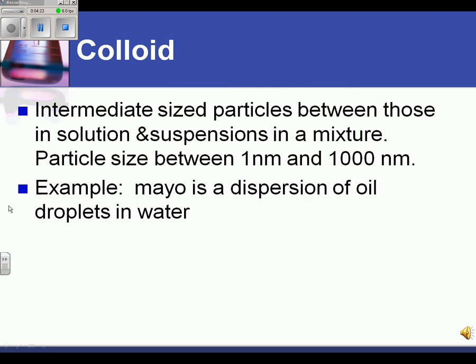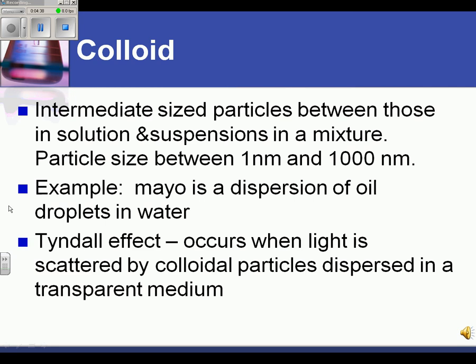A colloid is another type of heterogeneous mixture. A colloid has intermediate sized particles, so somewhere in between a solution and suspension. It's between 1 nanometer and 1,000 nanometers. One of the distinguishing characteristics of a colloid is that colloids exhibit the Tyndall effect. This occurs when light is scattered by those medium-sized particles.